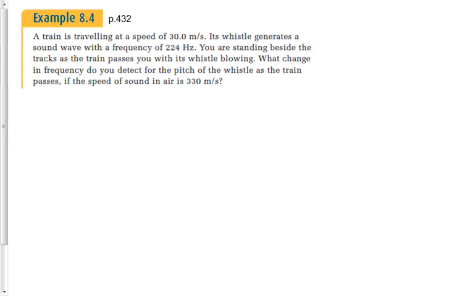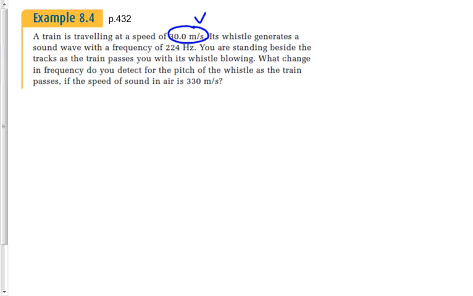The train is traveling at 30 meters per second. Its whistle generates a sound with a frequency of 224 hertz. Can you tell me what that is? Clearly it's a V, but is it Vs or is it Vw? Is it the speed of the source or the speed of the wave? Yep, it's the speed of the source.